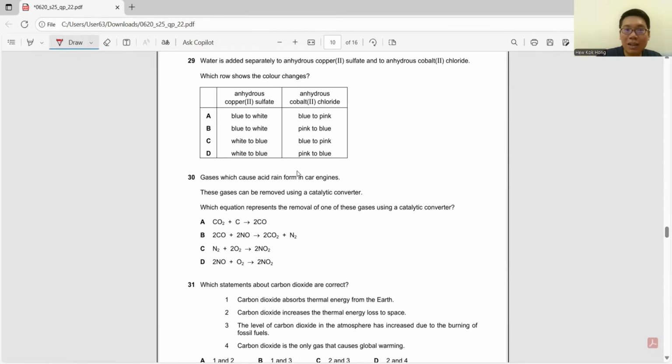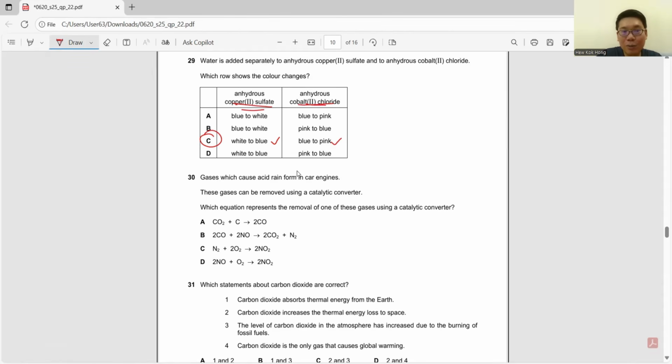29. Water is added separately to anhydrous copper(II) sulfate and to anhydrous cobalt(II) chloride. Which color change is correct? Copper(II) sulfate is white to blue, cobalt chloride is blue to pink. The answer is C. This you need to remember.